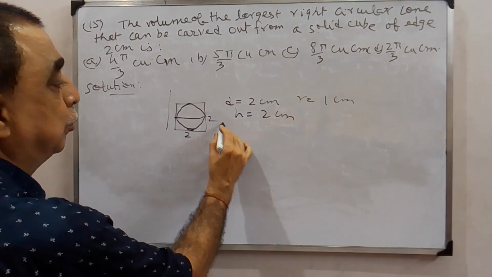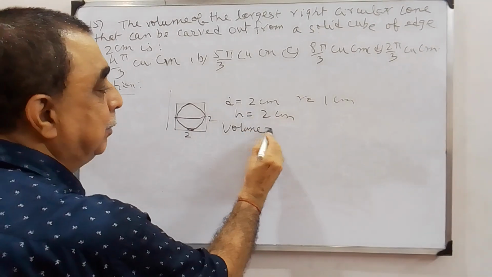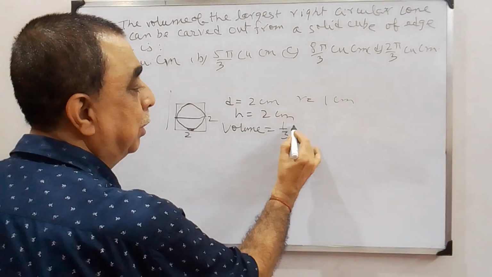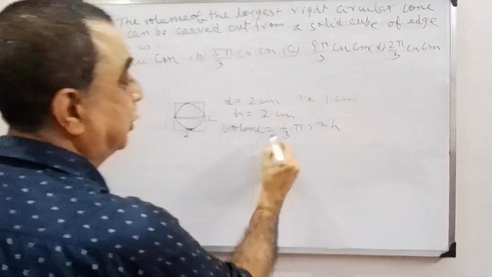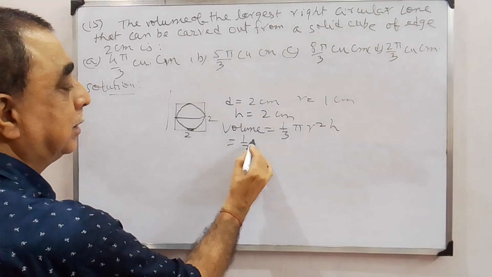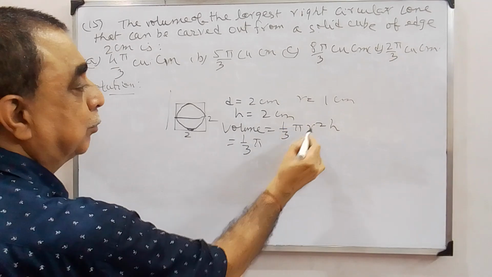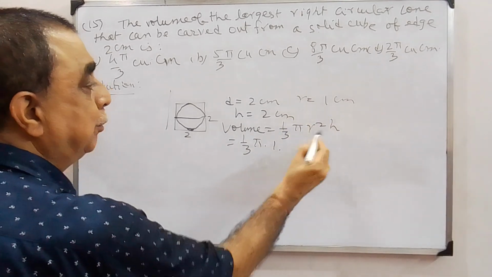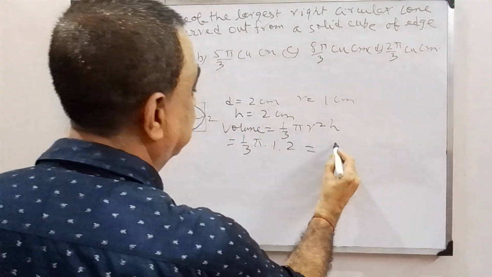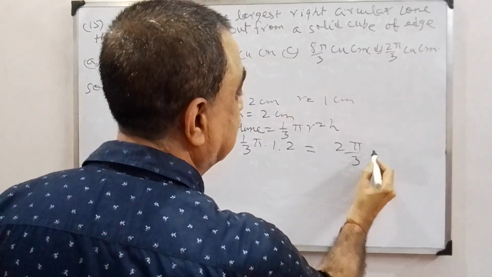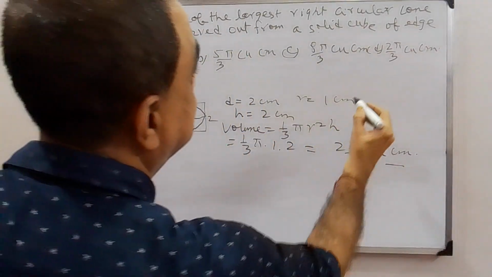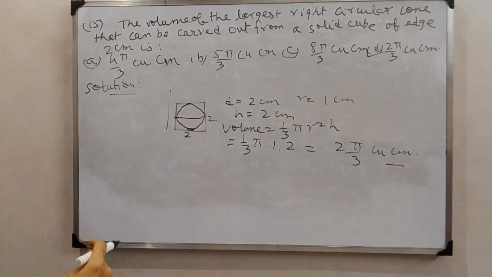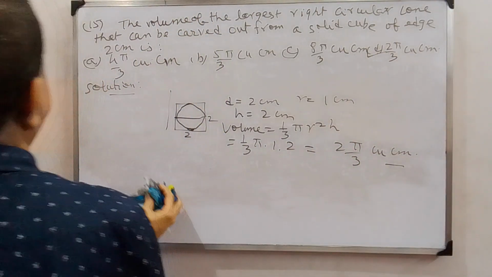So what will be the volume? The volume of a cone is 1 by 3 pi r squared h. Now put the values: 1 by 3 pi, r value is 1, so 1 squared is 1, into h value 2. So this becomes 2 pi by 3 cubic centimeter. The correct choice is D, 2 pi by 3 cubic centimeter. Now we will be doing number 16.